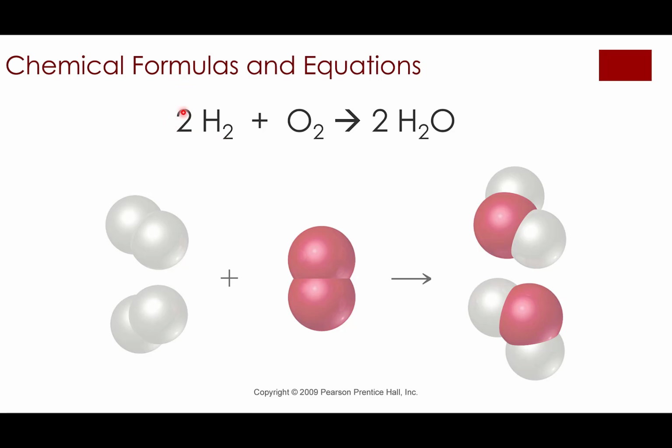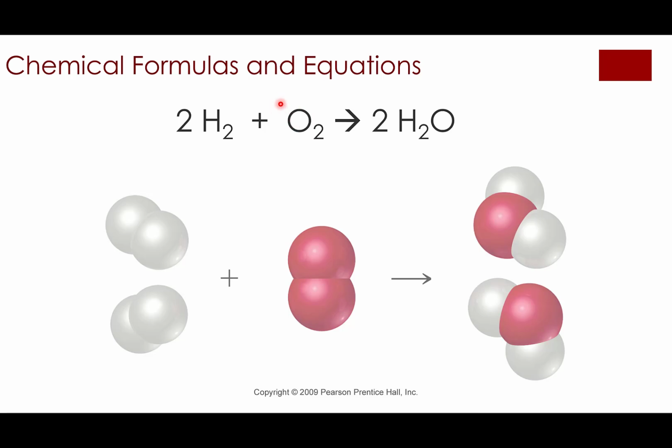The other thing we see here are these big numbers in the front. We call these big numbers coefficients. Coefficients tell us about quantity. So this coefficient 2 in front of our hydrogen tells me that I have 2 of these molecules participating in this chemical reaction. So here's one molecule, here's 2. So that's what that coefficient stands for.